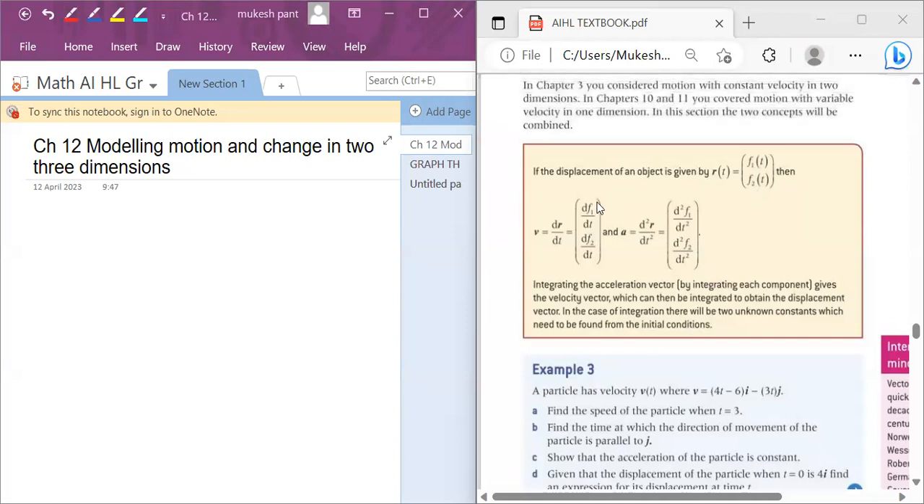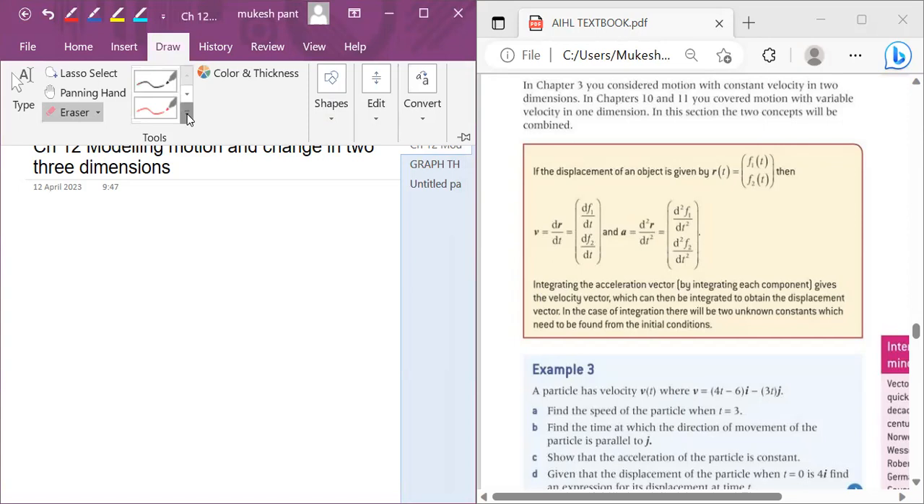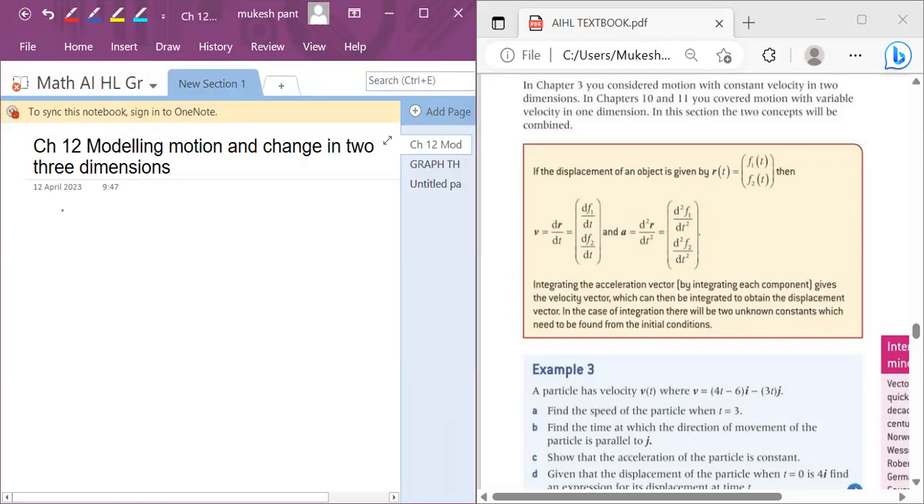So velocity we can find out by differentiating displacement. We already know if we differentiate displacement, we get the velocity, and if we differentiate velocity, we will get the acceleration, right? This is acceleration. Suppose displacement r is given. Okay, r is a function of time.